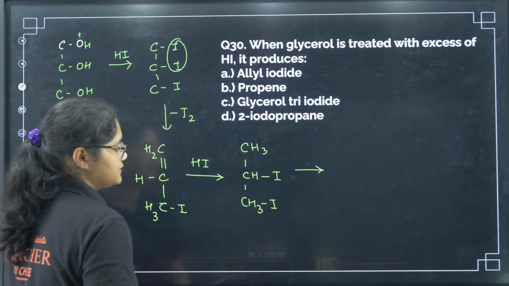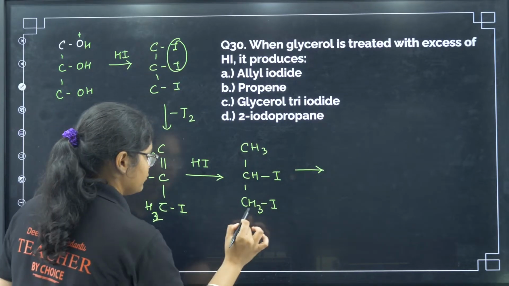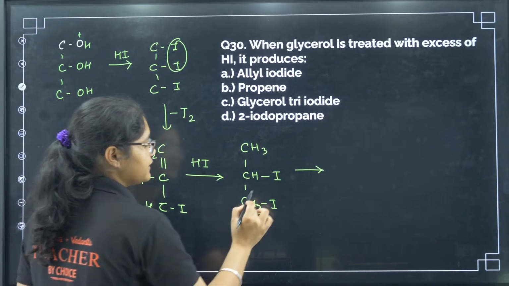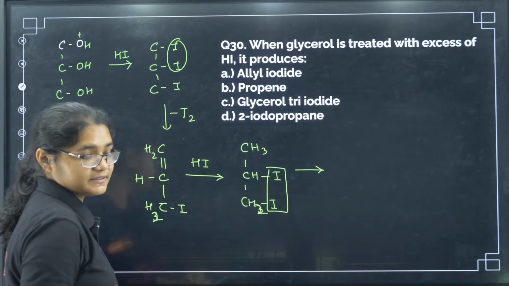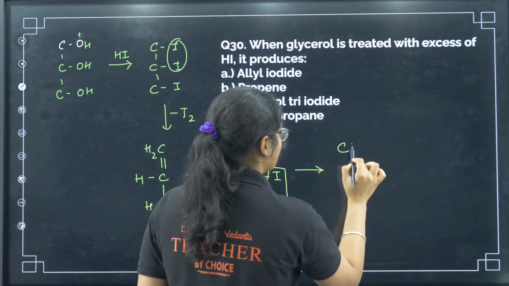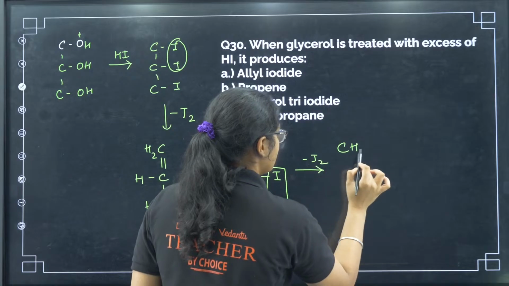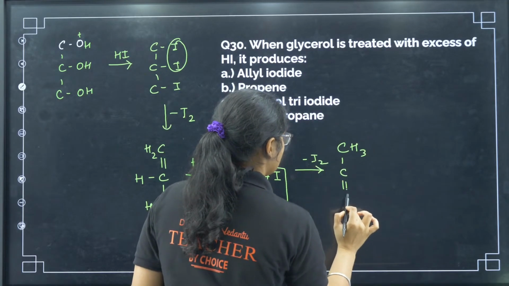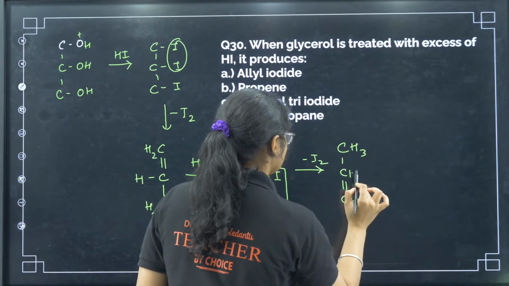Not CH3, sorry, CH2. Now again, if I see, this is an unstable species, so again I2 will be released and I will get a compound like this, C double bond CH2.